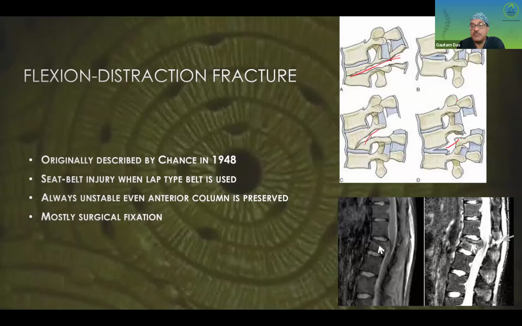These are the different varieties of the fracture. There is a distraction of the posterior column. This posterior column is actually pulled apart, and along with that, the flexion. Most commonly, it is known as the seat belt injury, and this was originally described by Chance, so it is also known as the Chance fracture. This is the posterior column fracture where there is a distraction type of fracture.